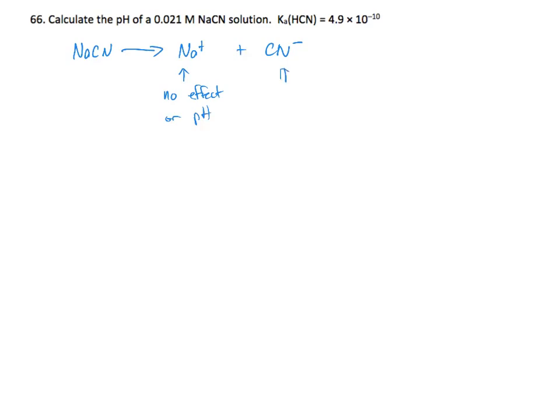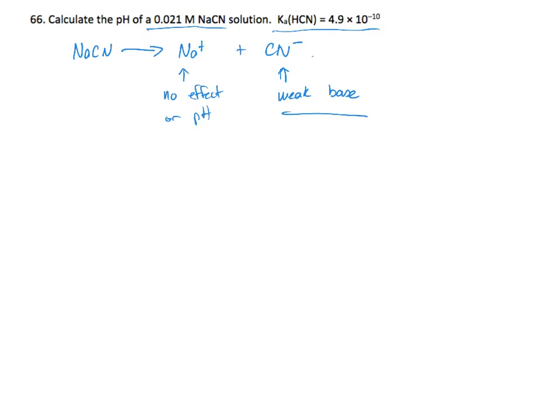The cyanide ion, however, the anion, we're told in the question that its conjugate acid has a Ka, meaning it's going to be a weak acid. That means that cyanide has got to be a weak base. So once this 0.021 molar NaCN dissociates in water, you're left with cyanide, which is a weak base, which will react with water, establish an equilibrium, and create hydroxide.